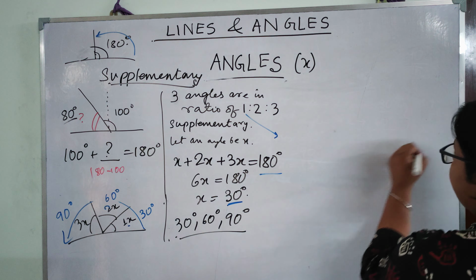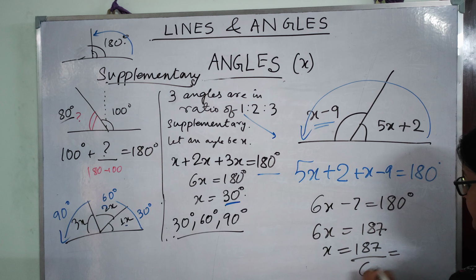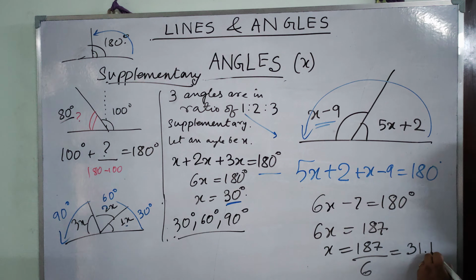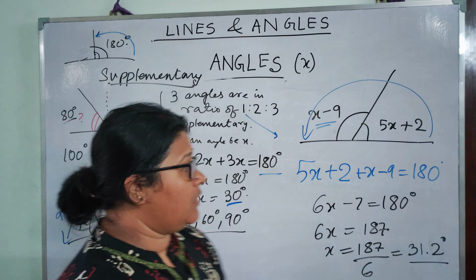I'm going to solve for x. 6x, this is minus, it will be minus 7 is equal to 180 degrees. 6x means this 7 will go on the other side. It will come 187. x is equal to 187 by 6. Now if you do the calculation, 6 3s are 18, 6 2s are 12. Something like this. Let's consider this as 31.2. I'm rounding it up. So 31.2 is my angle x.